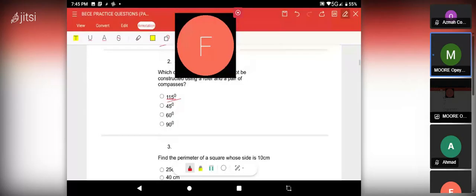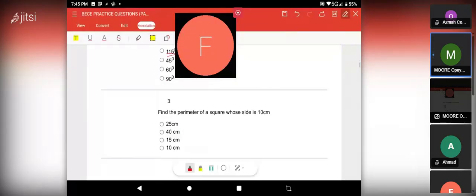The next question, find the perimeter of a square whose side is 10. Perimeter: 40 centimeter. A square has four equal sides. So if one side is 10, it means all other sides will be 10 as well. So we just multiply that by 4. 40 centimeter. Good.